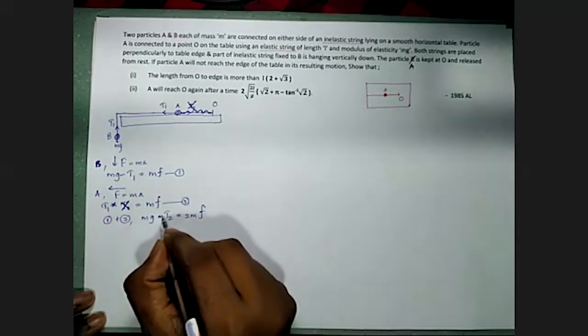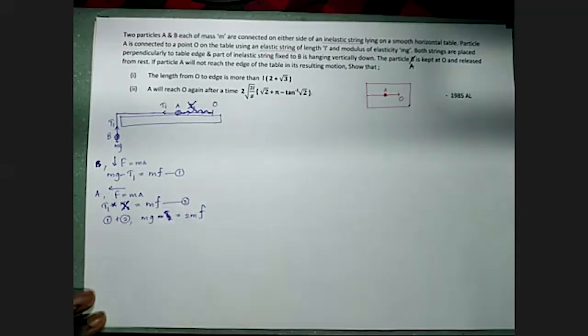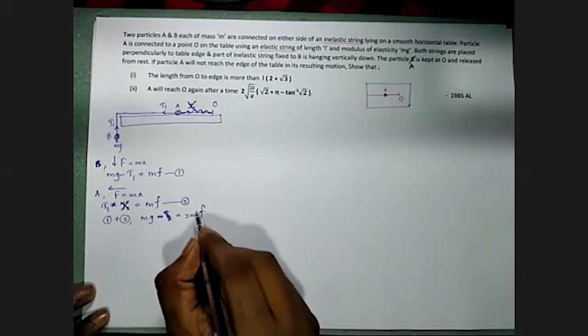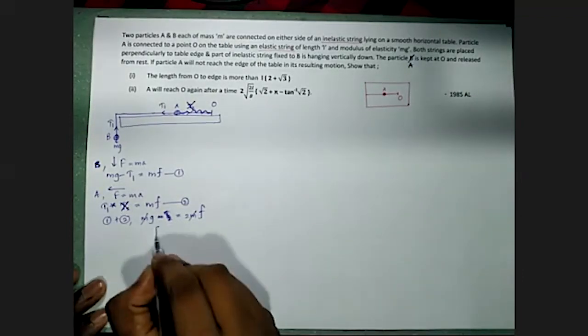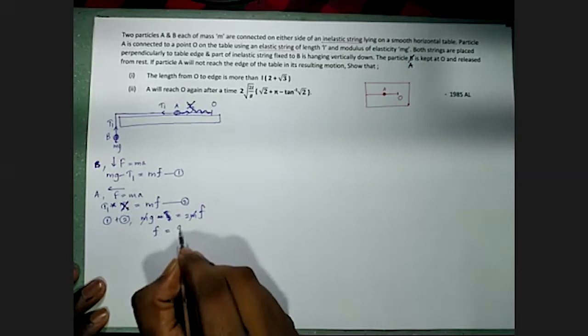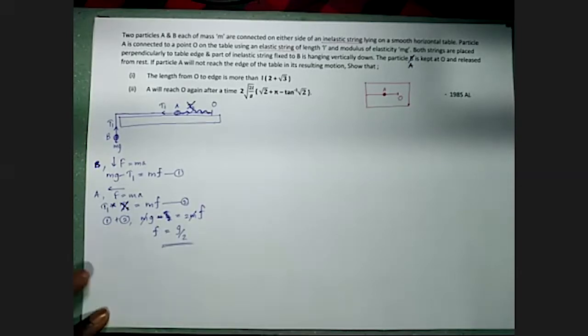Then I can add 1 and 2. Only T1 tension is there. They get cancelled. Now I can cancel m on both sides. My f is g over 2. G over 2.